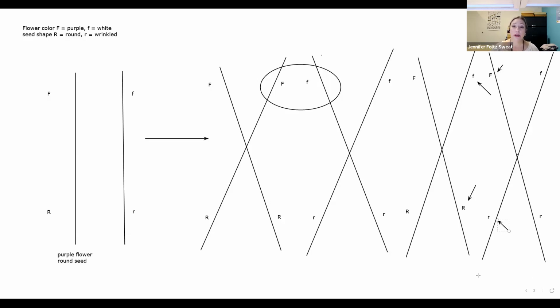So what I'm showing you here is that crossing over can occur. That is what the law of independent assortment means, that crossing over can occur between genes, right? So here I have the gene for flower color, here I have the gene for seed shape. Crossing over can occur between the location of flower color and the location of seed shape. So let's go back here.